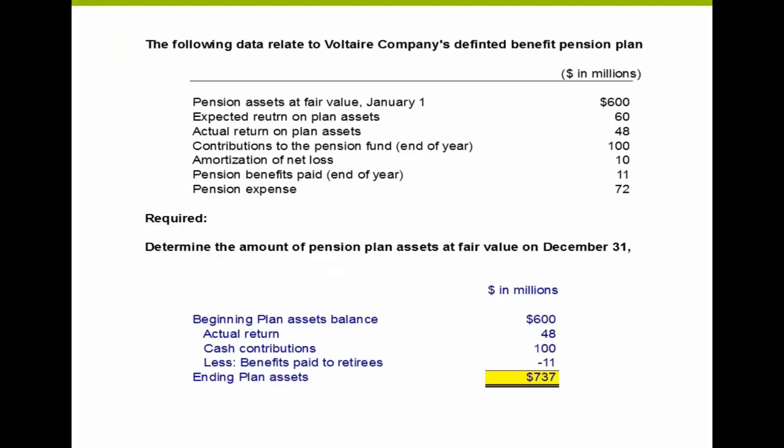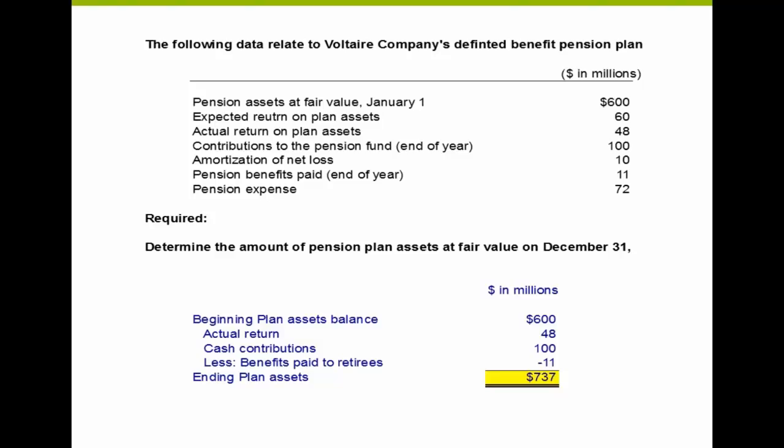So let's work through this. Pension assets at the beginning of the year are $600 million. The contributions were $100 million. The actual return was $48 million, and the benefits paid to retirees were $11 million. So at the end of the year, there were $737 million.